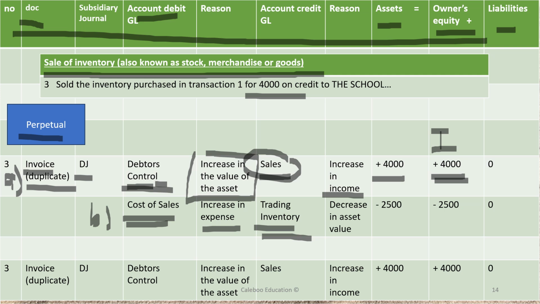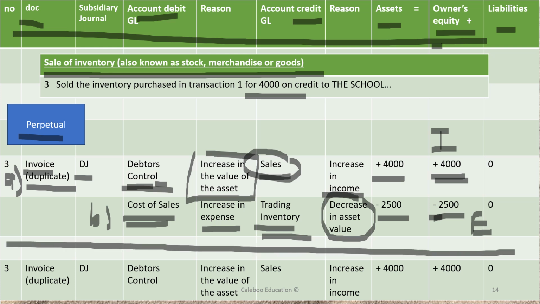It's a decrease in assets and a decrease in the value of the asset trading inventory. The rule says the account must get credited. And the effect on the accounting equation, our stock has left the building, minus 2,500. And what does cost of sales, which is an expense, do to owner's equity? It decreases owner's equity by 2,500. So that was the perpetual inventory system.